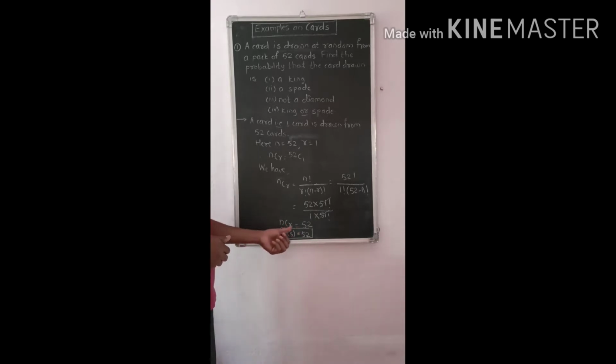So nCr is 52, which means n of S is 52. So the sample size is 52 here. For this experiment the sample size is 52.